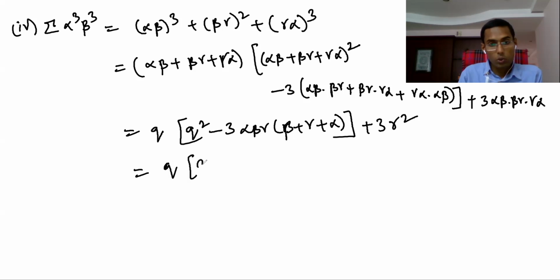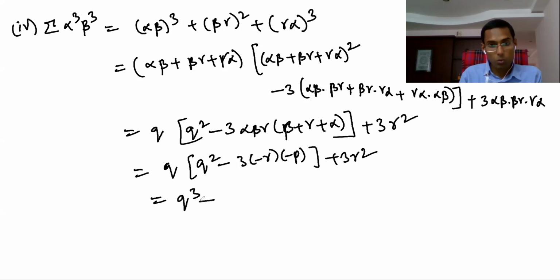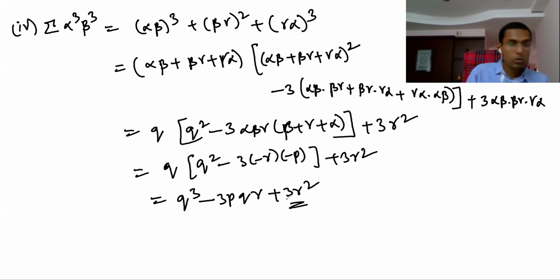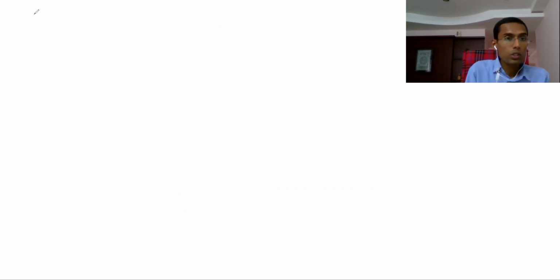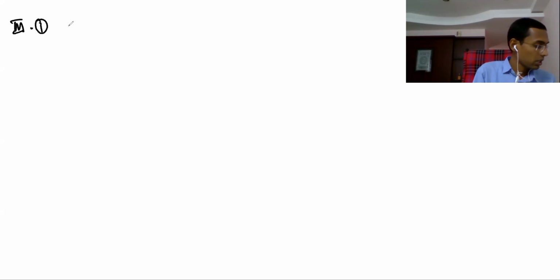q times this q square minus, this is minus 3 into minus r into minus p, plus 3r square. So this is going to be q cube minus, into minus, into minus, so 3pqr plus 3r square. So this is what is going to be next one. So this is how you can answer this question. So let's go to next one. Hope it's clear. So next here in this one more question we are taking.